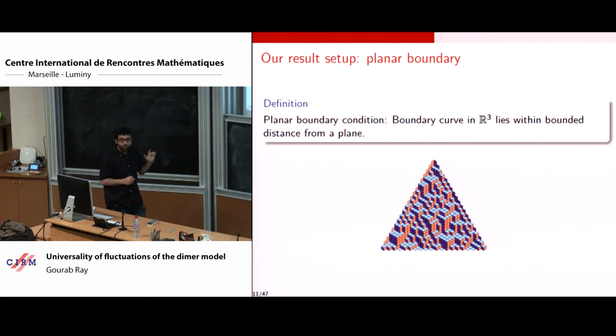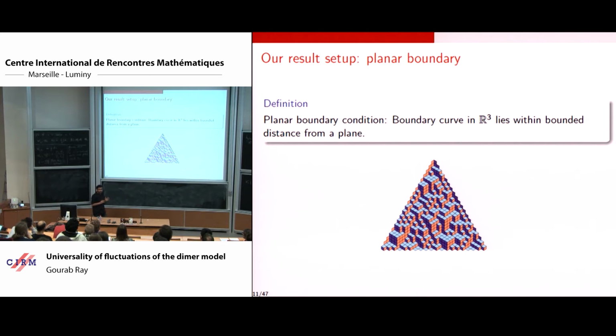So what's the main theorem? It's one of the applications of a more general theorem I'm going to tell you a bit later. As I mentioned, the boundary conditions for dimers are very important. If you change the boundary conditions, the large scale behavior changes very rapidly. So the important thing is to make sure you understand what boundary conditions we are taking here. The boundary, remember, is a curve in three dimensions, and we want our boundary curve to be close to some plane. In that case, there is no frozen region, and everything is liquid. So here, the boundary curve is close to some plane in three dimensions, and inside, everywhere, you should expect GFF-like behavior. Okay, so let me explain a bit more.